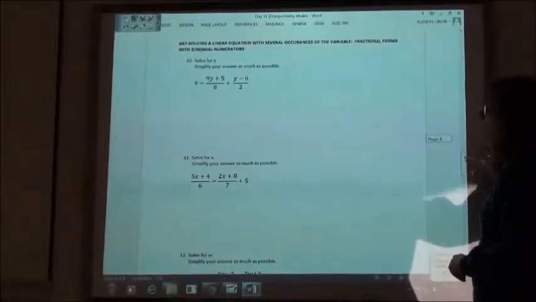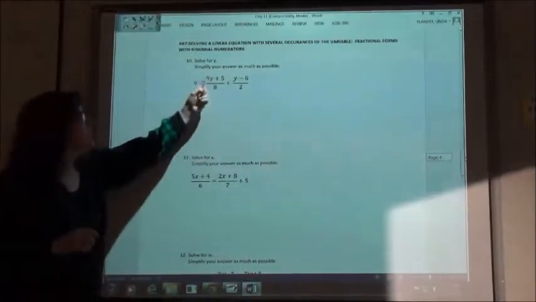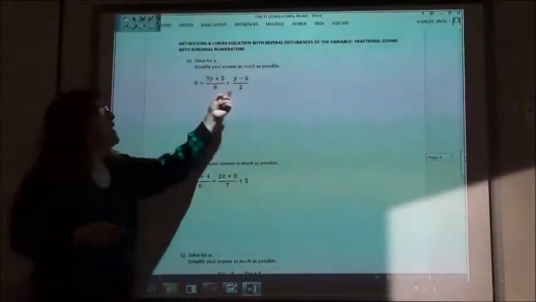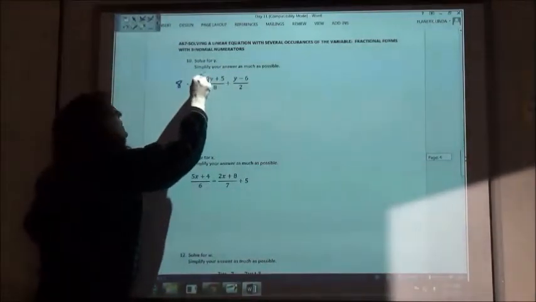The next three, solving more with fractions. These times we have a binomial numerator, which means there's two terms up there. But it's the same philosophy. I want to get rid of those fractions. I'm going to multiply by my common denominator. In this case, I'm going to use 8 since 2 divides into 8. So everything has to be times an 8.